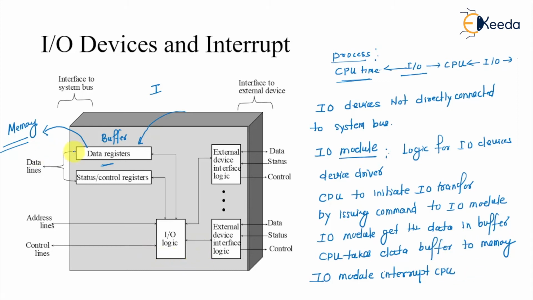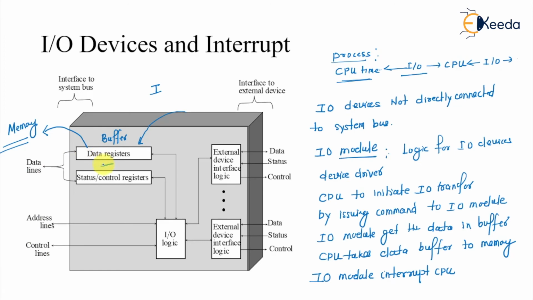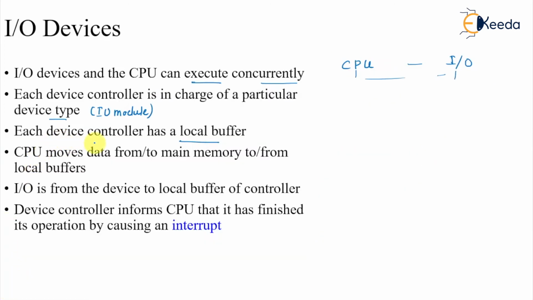Let me summarize this here: IO devices and CPU execute concurrently, so they can run in parallel. CPU is there and input output is there, both are separate entities and they can run in parallel. Each device controller is in charge of a particular device type, which is your IO module. Each device controller has a local buffer, which is nothing but this data register or buffer. The CPU moves data from or to main memory to or from the local buffers. Input output is from a device to the local buffer of the controller.